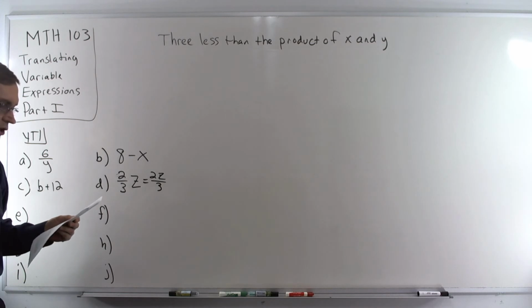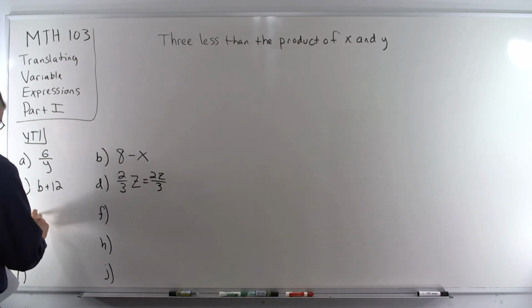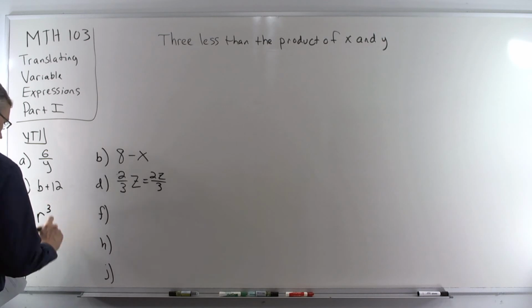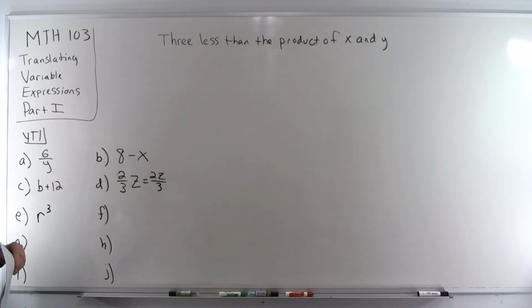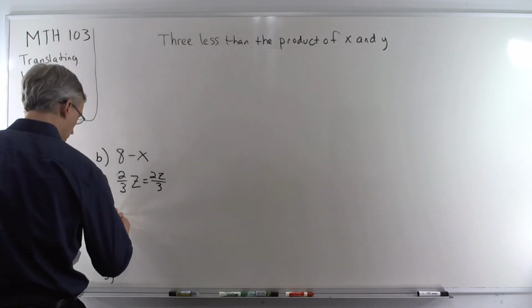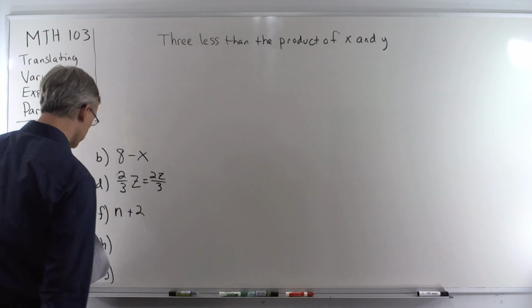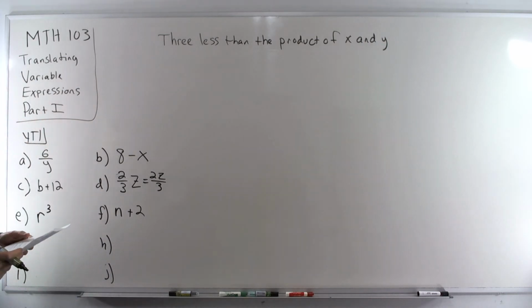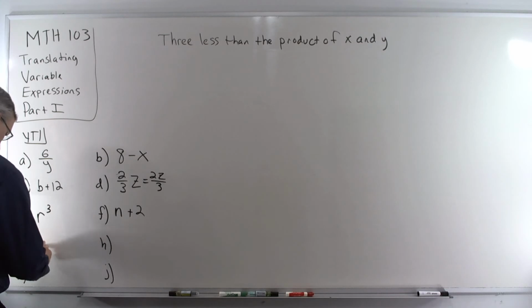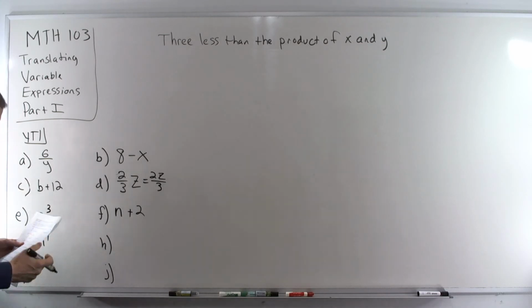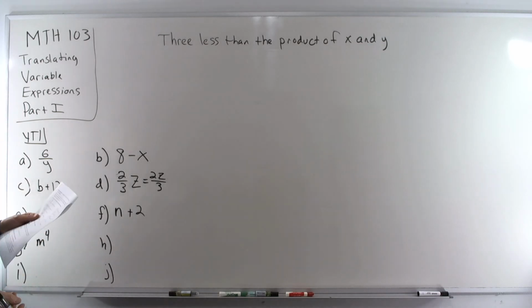E, the cube of r. Cube is third exponent, so r to the third. 2 more than n. Starting with n and adding 2 to it, n plus 2. Fourth power of m, another exponent, so m to the fourth. For g, h, 4 less than v.